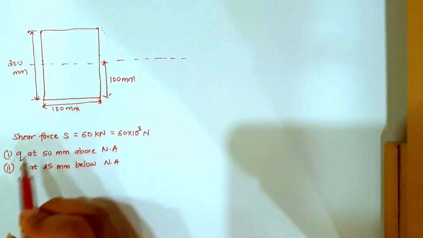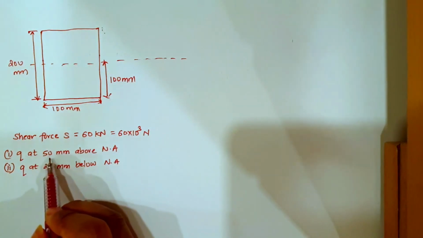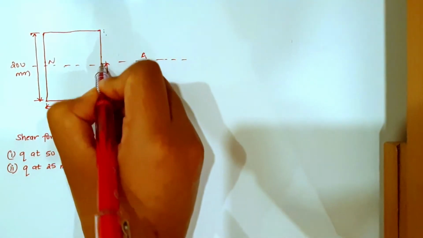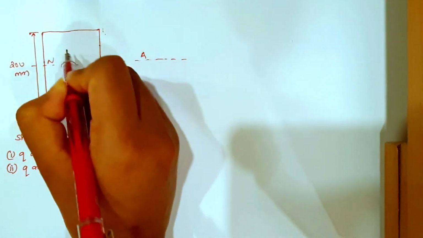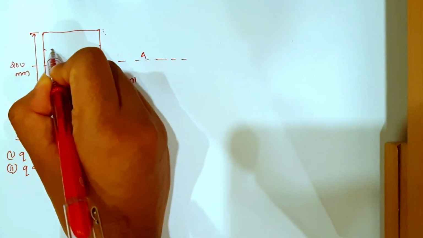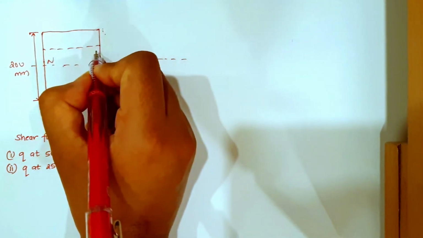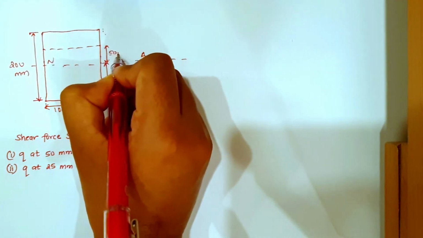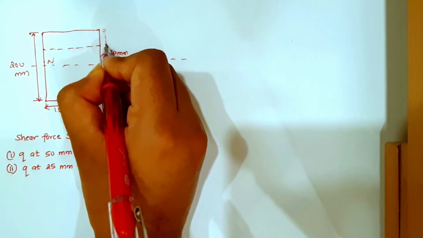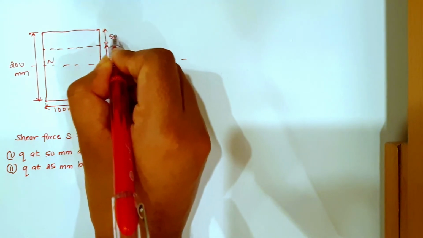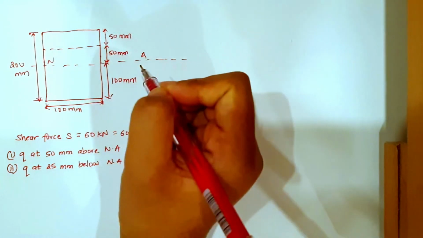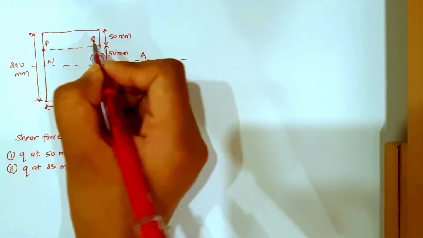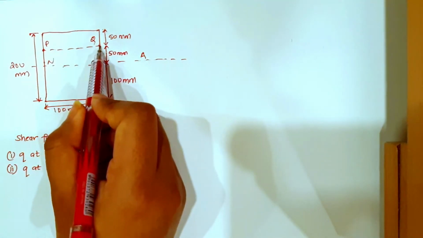Right, now we are asked to find first shear stress at 50 mm above the neutral axis. So this is the neutral axis. Now above this neutral axis at 50 mm, so at this point, okay, which is from here to here, it is 50 mm, and from here to here it is 50 mm. So total becomes 100. So let me name this point here again as P and Q point. So we need to find shear stress at this point 1.